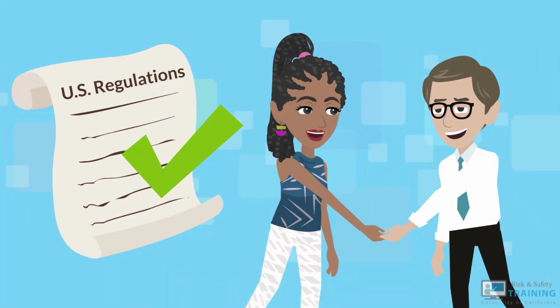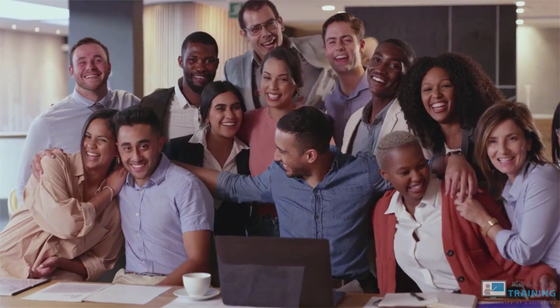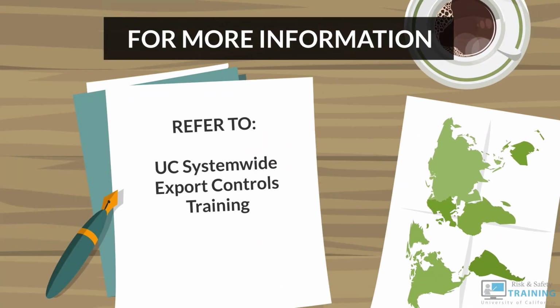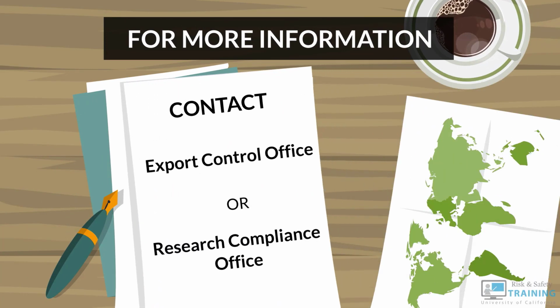Following U.S. international regulations helps to protect you and the university while allowing us to continue to engage in collaborative partnerships safely. For more information, refer to the UC System-Wide Export Controls Training. You may also contact the Export Control or Research Compliance offices at your campus or location.